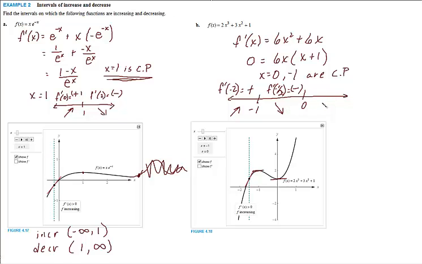Plug in something here on the other side of 0. Can be anything you want. Can be a 2, a 4, it can be a million if you want, but it's going to be positive. That means it's going to be increasing. I would write this as increasing from negative infinity up to negative 1, and from 0 up to infinity. And it is decreasing from negative 1 to 0.